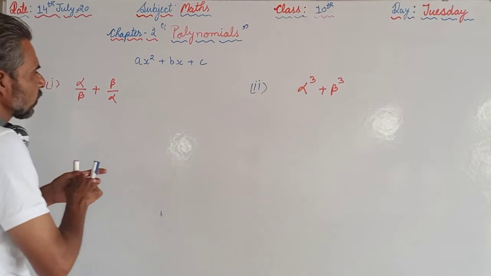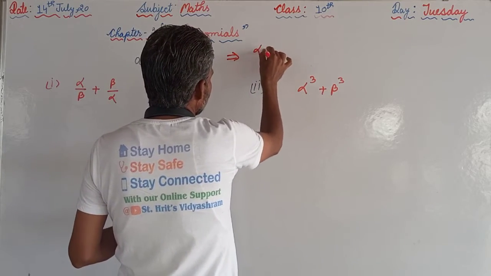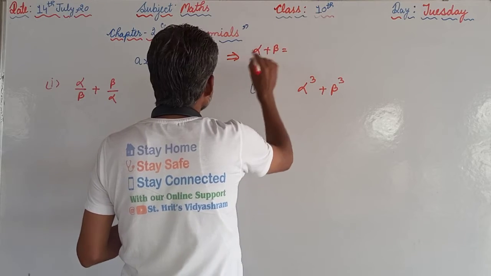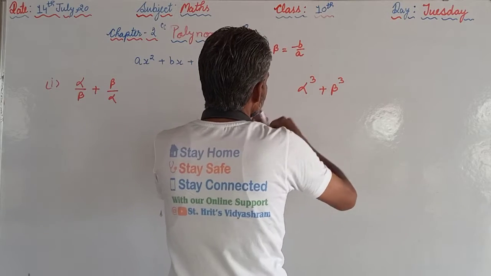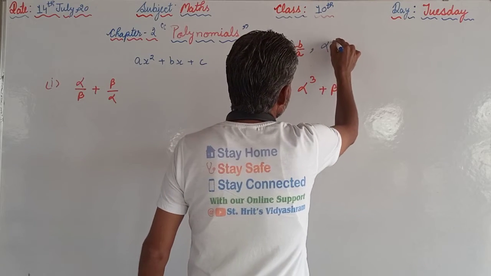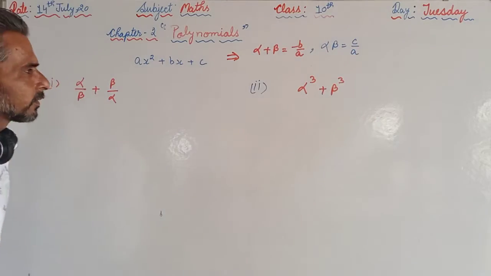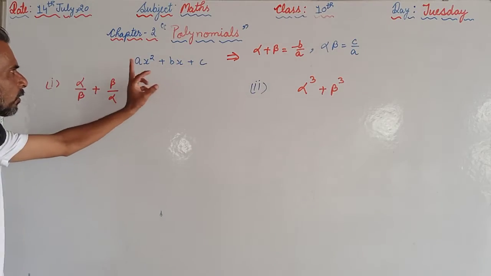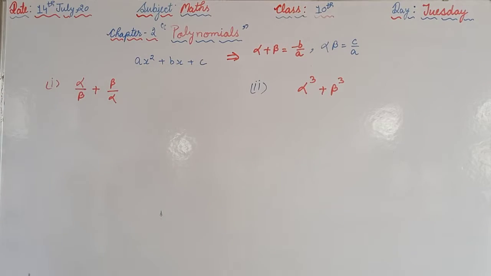To find that, first of all, we should write alpha plus beta is equals to minus b upon a and alpha beta is equals to c upon a. That we know already, that the sum of the roots is equals to minus b upon a and the product of the roots is c upon a.